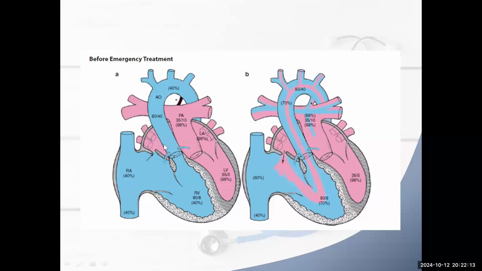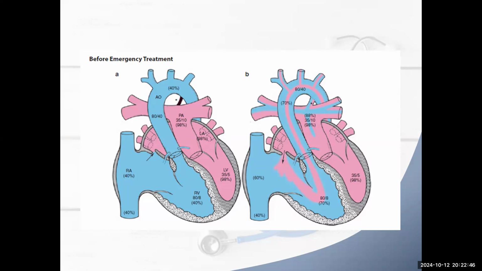Okay? This shunt could be at one of three levels. It could be at the interatrial level as ASD, it could be at the interventricular level as VSD, and it could be at the PDA. Most cases of DTGA have no septal shunt. They have only a shunt at the PDA. They have only PFO and a small PDA. This is the most common type of DTGA, and we call it DTGA with intact septum.